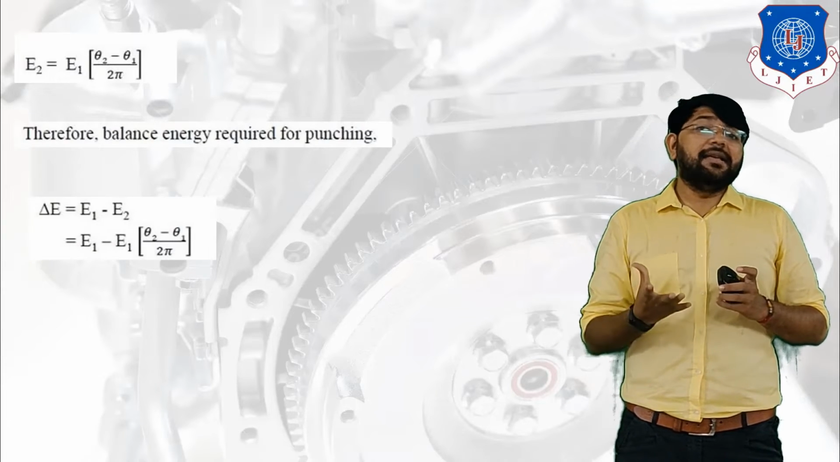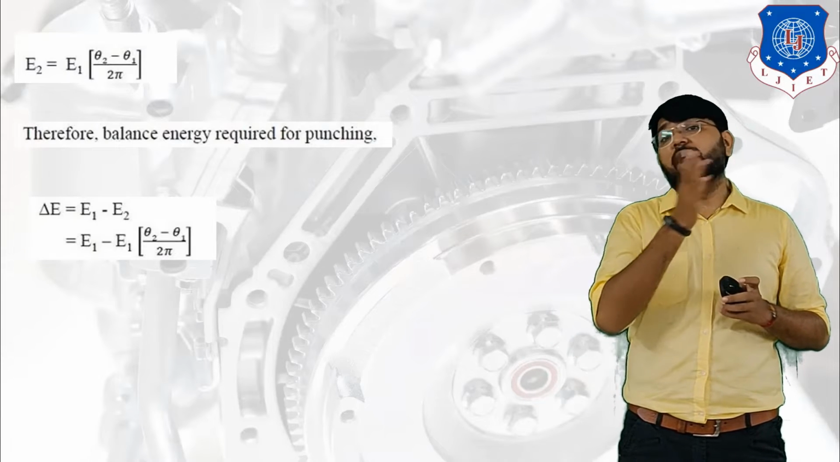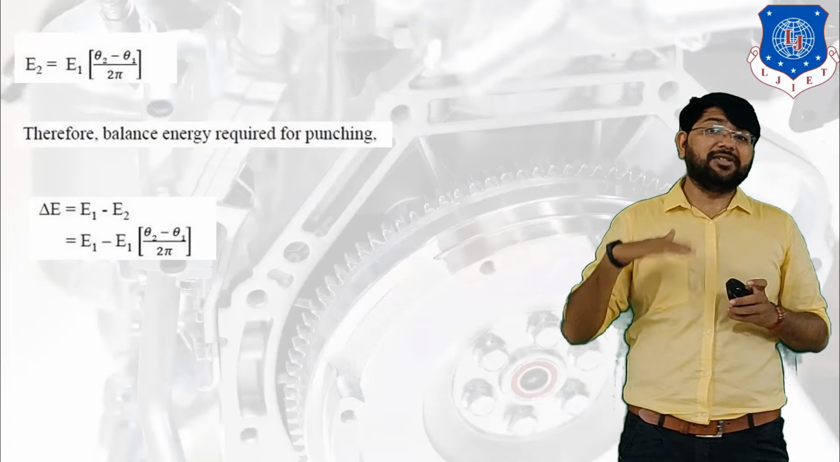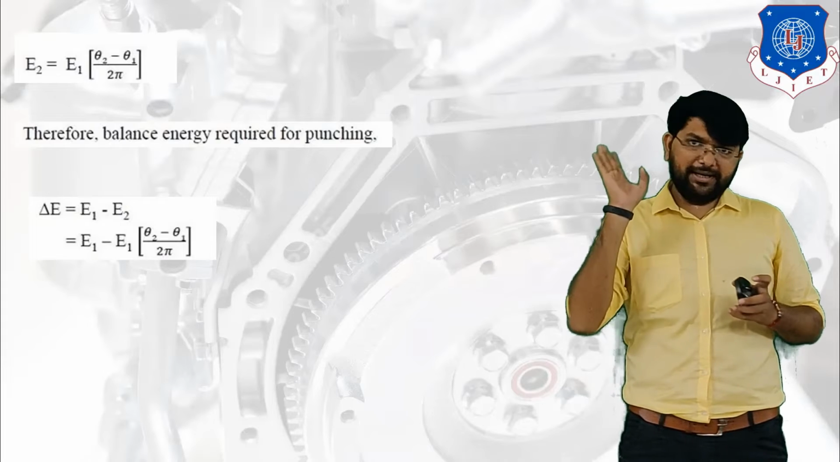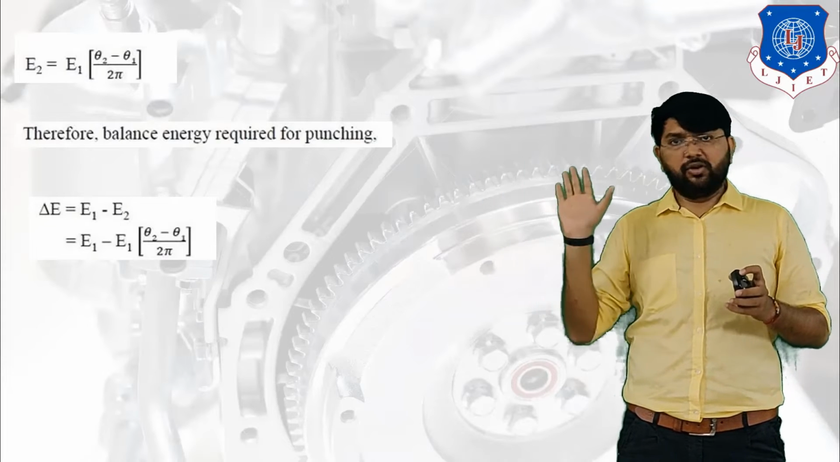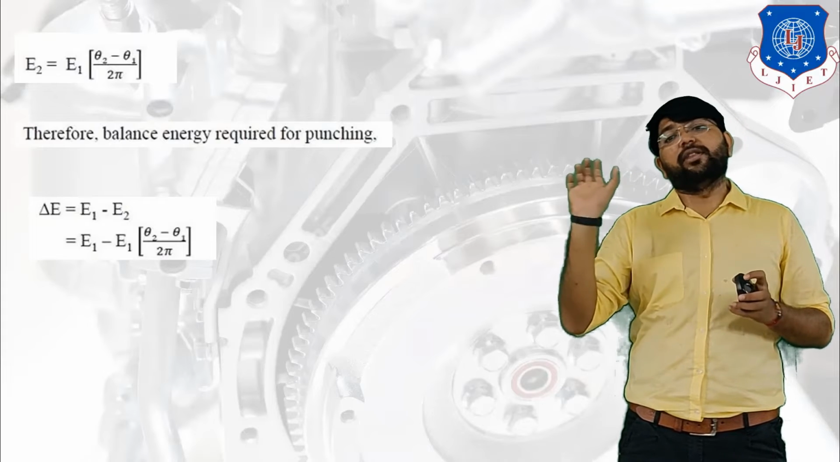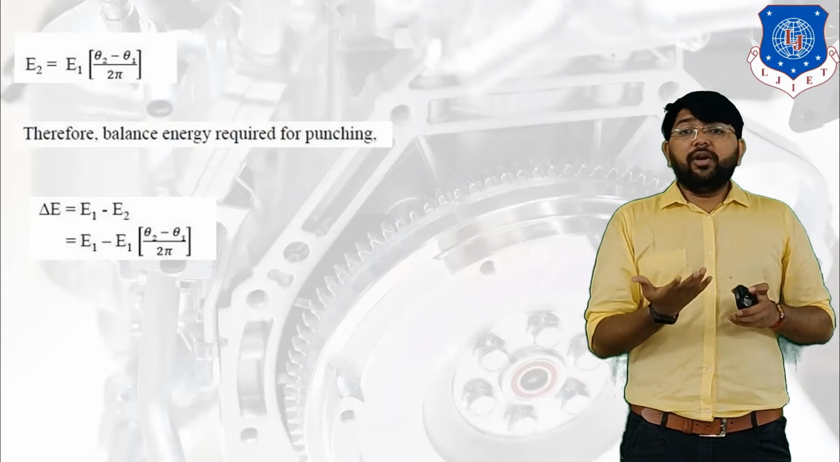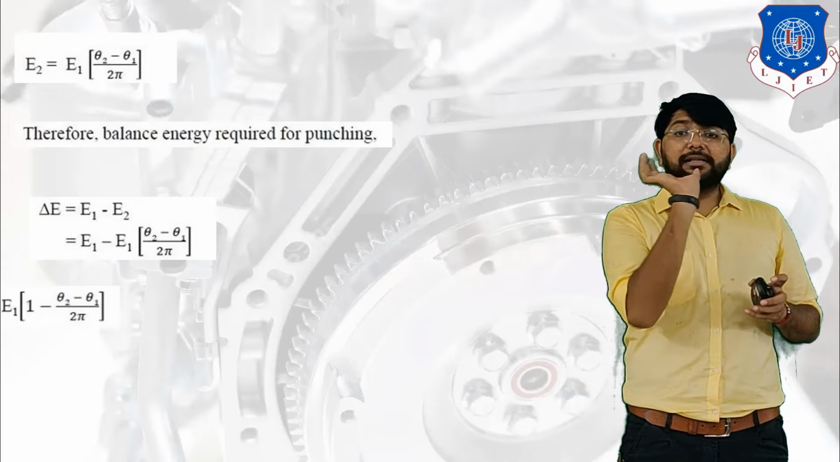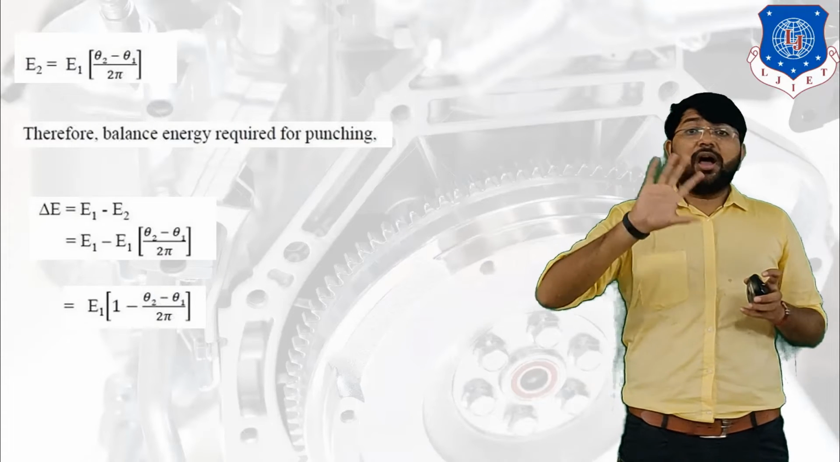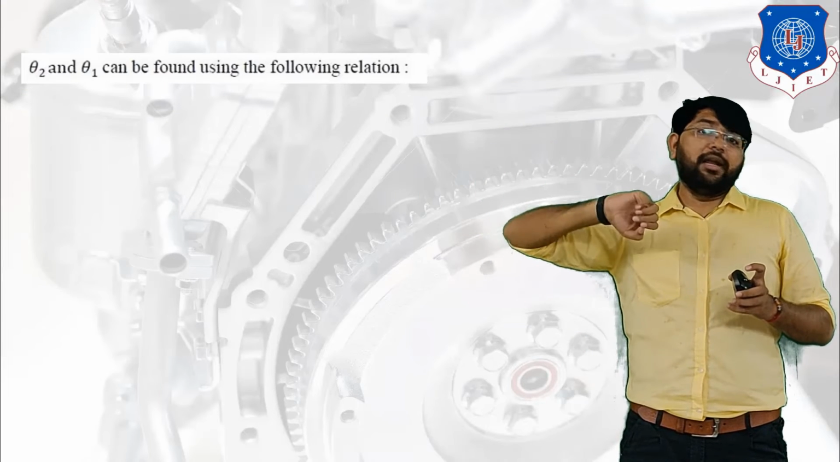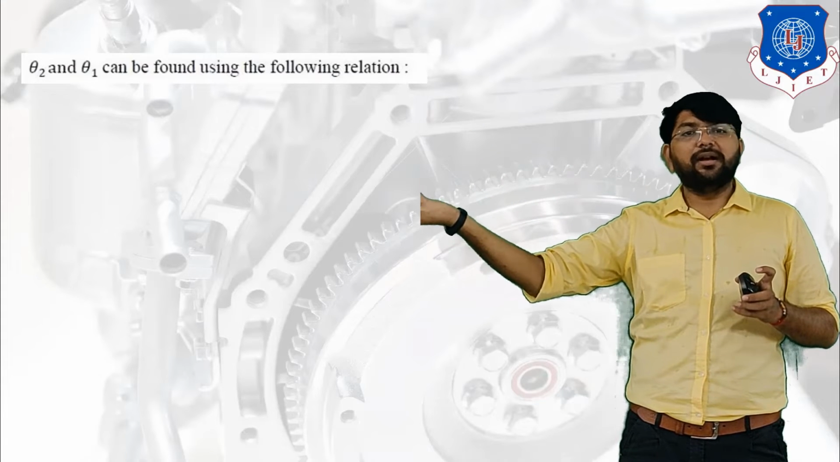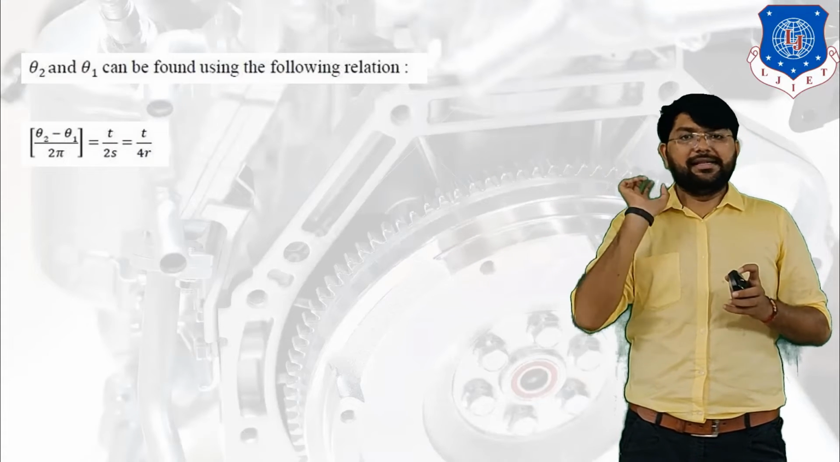Now, therefore, work done or energy for the punching operation, that is E1. You all know the equation of energy is 1 by 2 F into distance, but in this case our distance is the thickness T. So energy for the punching operation, E1, is equal to 1 by 2 F into T. Clear? Now E2 is equal to E1 into (theta 1 minus theta 2) upon 2 pi. How does this relationship come? E1 is the energy for the 2 pi revolution and E2 is the energy for theta 1 minus theta 2. So based on that you can write this equation.